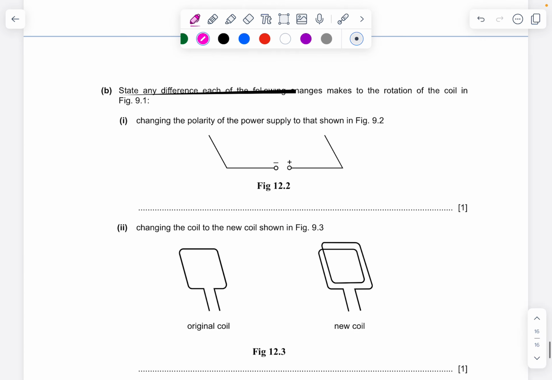Then part B: state any difference each of the following changes makes to the rotation of the coil in figure 9.1. First, a change of the polarity. We know that current always goes from positive to negative, so when the direction is changed, the rotation will also be in the opposite direction.